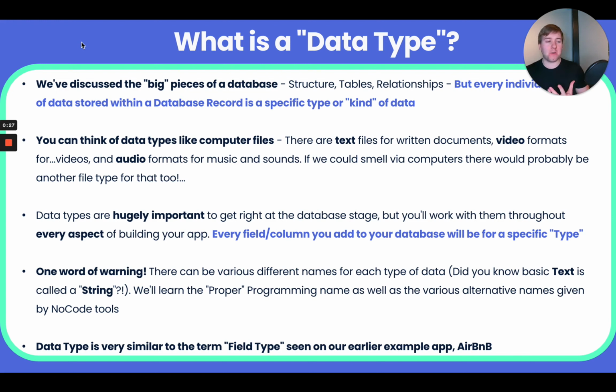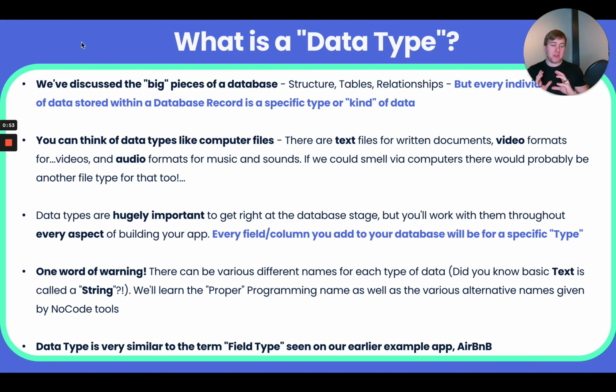So far we've discussed the big moving pieces of a database, the table structure, the relationships between each table, and we also had a look at various different field types within there, and the field types are what we're going to focus on. If you remember in the previous lesson, I clicked on Airtable, a bunch of different fields came down like text, number, link to another record, etc. And that is what we're going to talk about here.